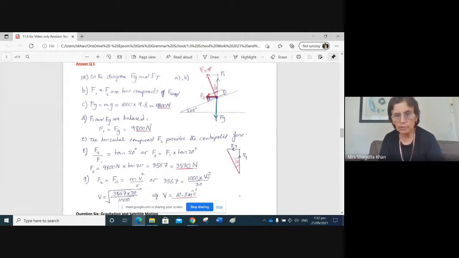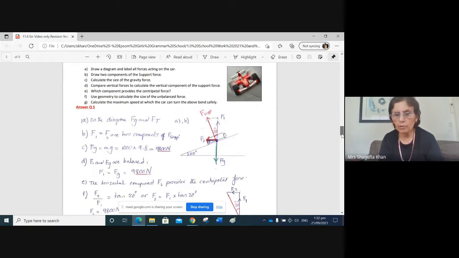So using this one, this is the same kind of triangle. I have taken it out here. So we can calculate the value of F2, and F2 will be the centripetal force. Now, what happens is, because of the angle, support force will have a certain value. So that means this one will have a certain value.